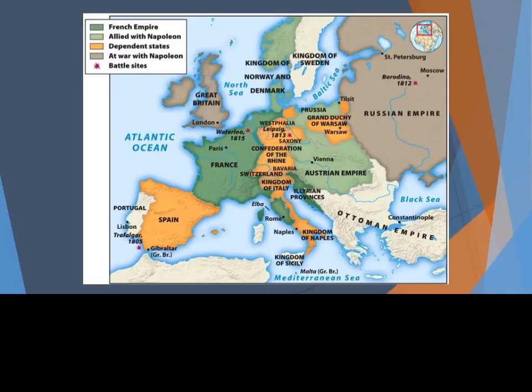Marie Antoinette was Austrian. She's the daughter of Maria Theresa, the Empress of Austria. And so even though the French execute her in their revolution, the Austrian Empire is still allied with Napoleon as he comes in as the savior of the revolution and begins to conquer territories in Europe. Now, what's in orange are dependent states, kind of relied on France. There was some French control, but at war with Napoleon was Russia and Great Britain.